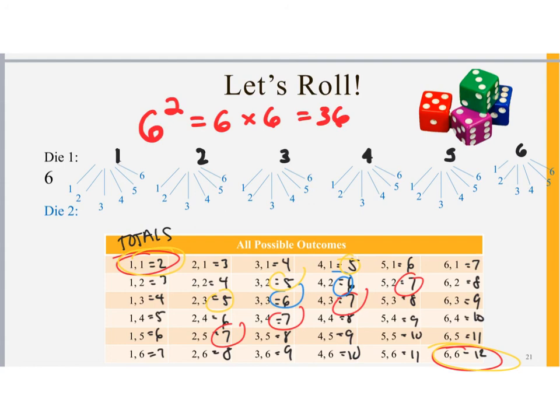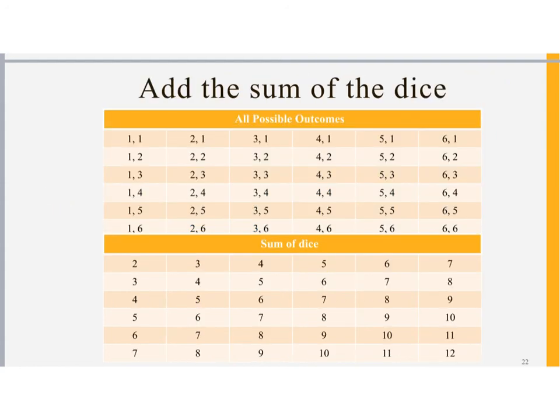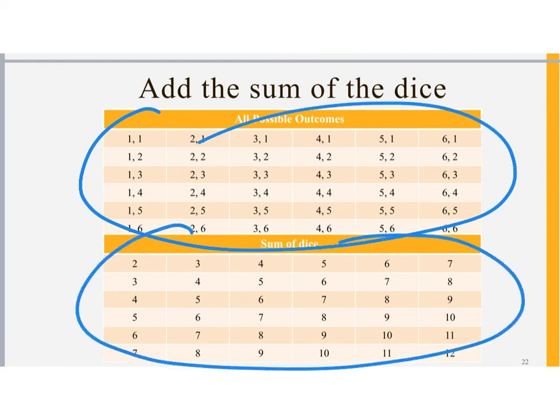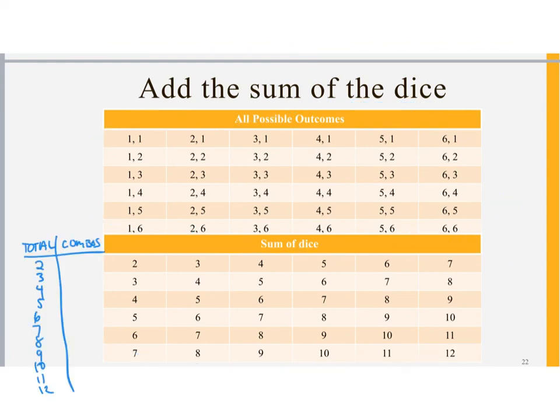So let's organize this into a table. Here I have all the possible outcomes, and here I have the totals from the previous slide. Let's take a look at how many different combinations give me a total of 2. I'm going to look at the information down here to find the totals. I see that there's only one way to get a 2, and I see there are 2 ways to get a 3.